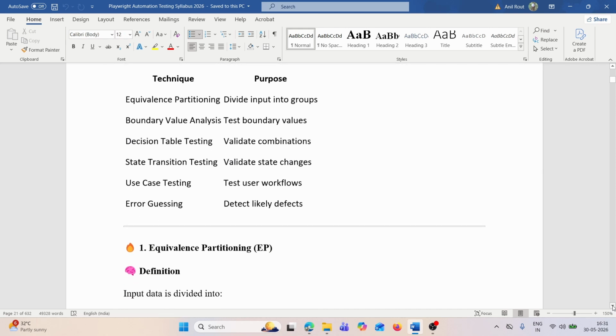Equivalence partitioning, that is, divide input into groups. Boundary value analysis, test boundary values. Decision table testing, validate combinations. State transition testing, validate state changes. Use case testing, test user workflows. Error guessing, detect likely defects.